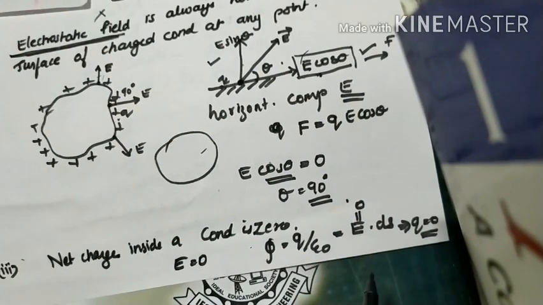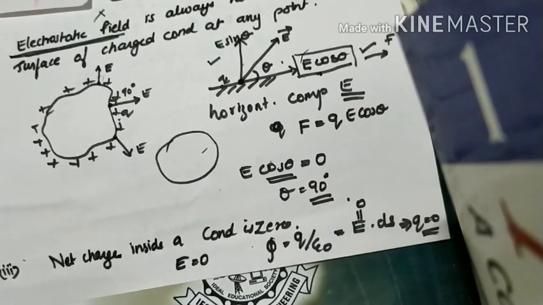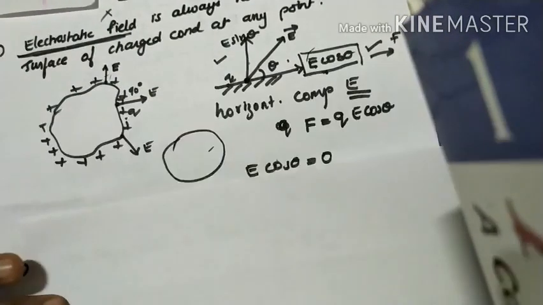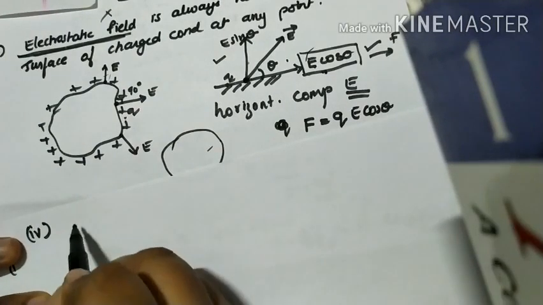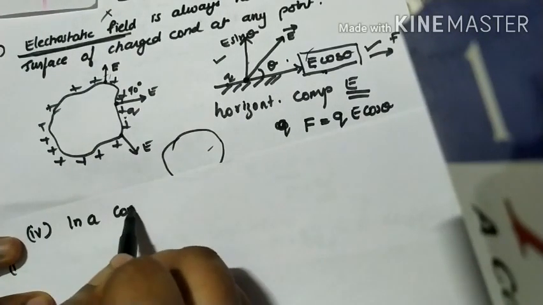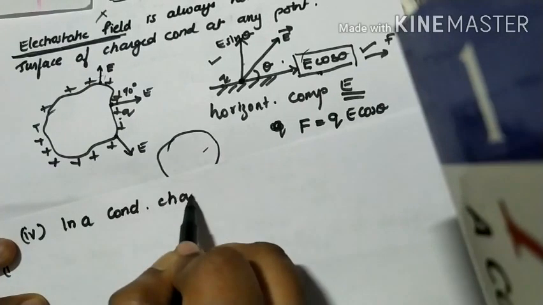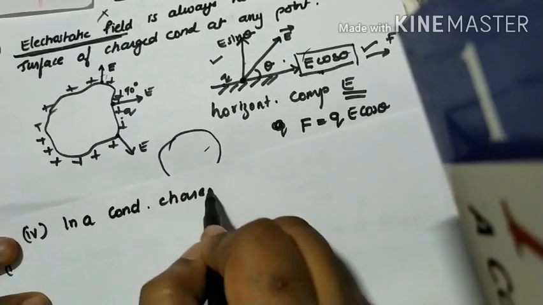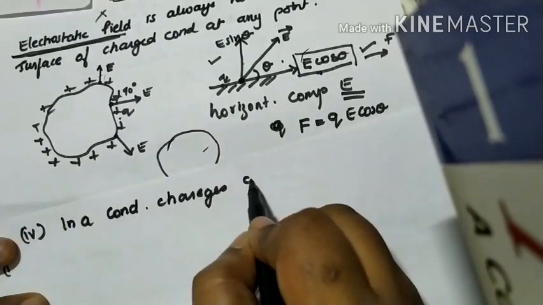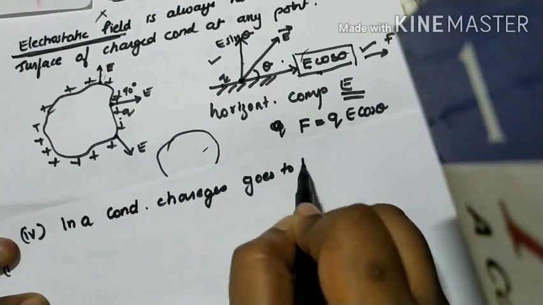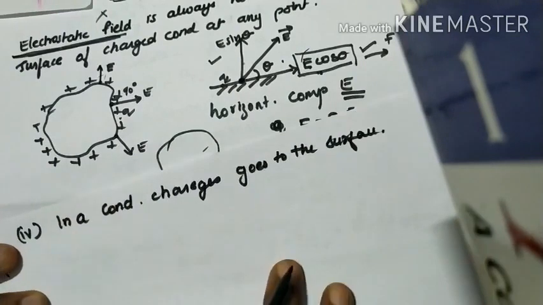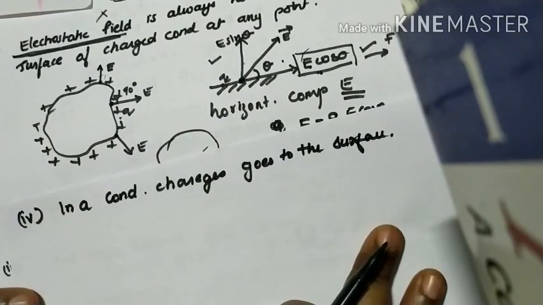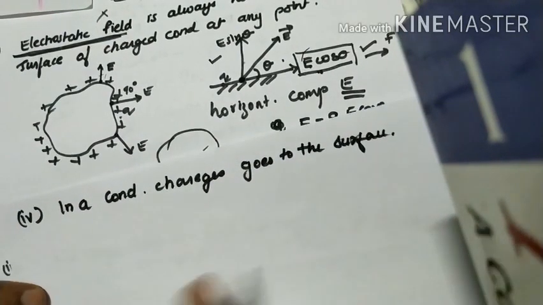Right. Now we'll go for the next topic, the third, I think fourth, right? That is the fourth topic. In a conductor, charges go to the surface, or charge is always distributed on the surface, which I have taught earlier.